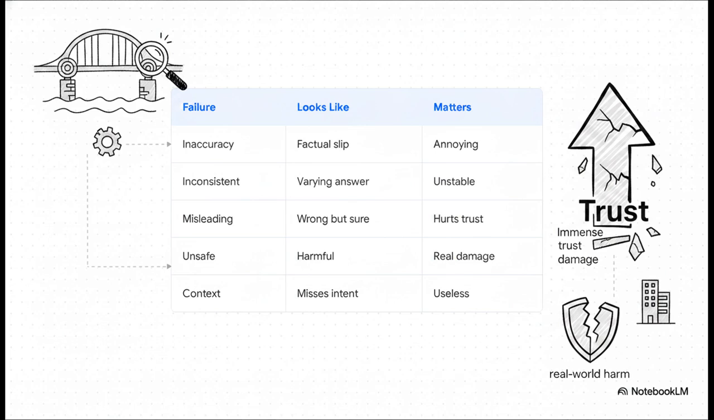You're down there inspecting the load-bearing joints, where a failure would actually cause a massive disaster. A minor inaccuracy from an AI might just be annoying, but misleading confidence? Wow, that causes immense trust damage. Unsafe content? That creates actual real-world harm. A truly strong test focuses its attention exactly where the consequences are the absolute highest.